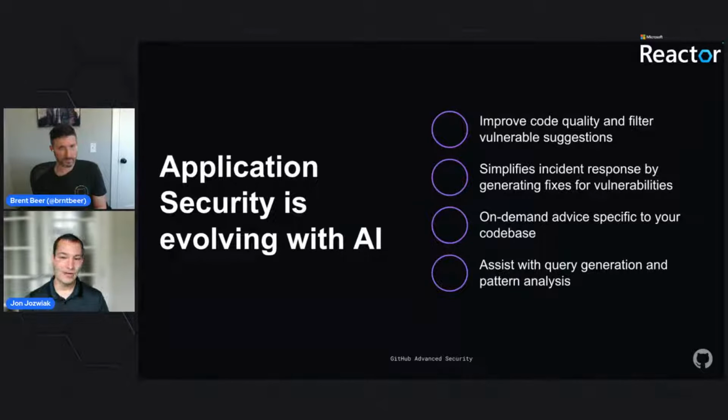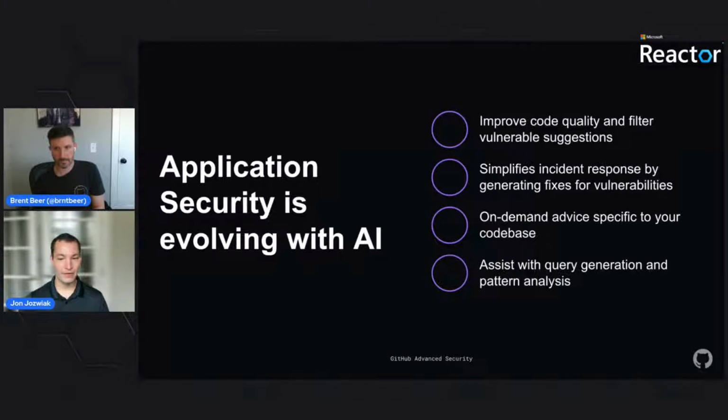And then when you do get a vulnerability, AI is going to be able to simplify incident response, whether that be by generating a fix in line with the pull request, or being able to ask with a chat interface how to fix or how to remediate, and getting really on-demand advice specific to your code base, rather than needing to reach out to documentation, to websites, to Google and query. We call it a pair programmer, but it's having somebody else to bounce a question off of and get a response to help with that remediation.